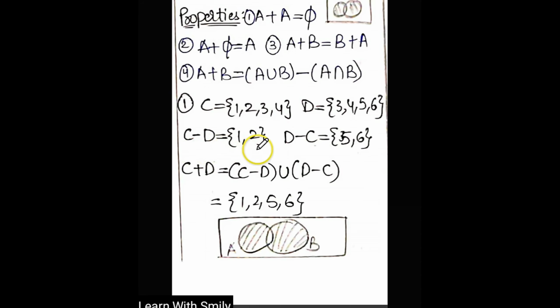So C minus D is the elements that are only in C but not in D. D minus C are the elements that are only in D but not in C, right? So we have to take both and take their union. That gives us the complete result of the symmetric difference C plus D. They contain the elements which are in C or D but not both.